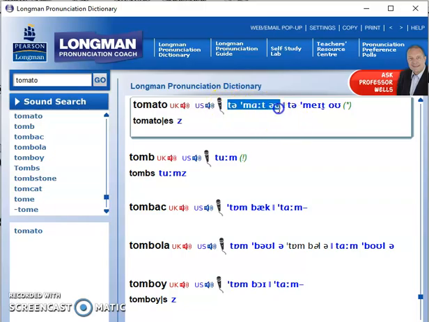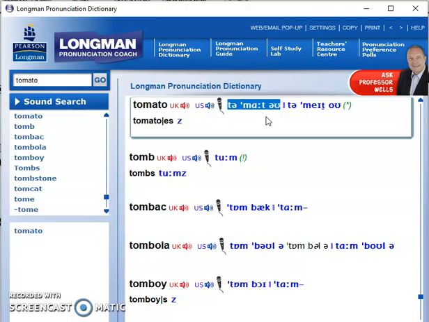The first one is always the one that belongs to RP, or General British English, while the second belongs to General American English. Okay, so remember that we're focusing on RP pronunciation, so the first one is the most advisable one, the one that we should be using.